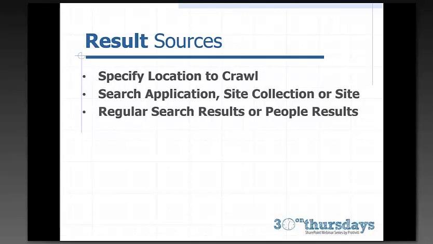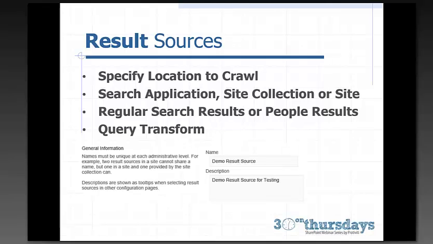There are 2 defined result sources there out of the box. One is the search results, which is just the equivalent of the everything, and then one is the people results. And those are the different types that we have. Now we can go ahead and build more if we need to. And of course we can use Query Transform. And Query Transform allows us to build and craft specific sets of data.